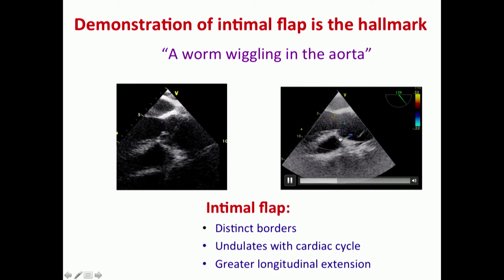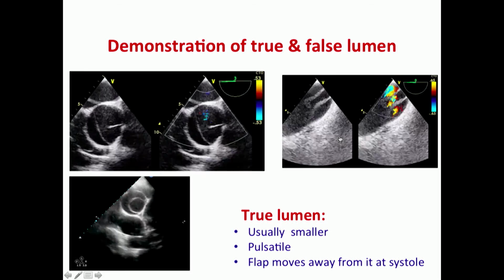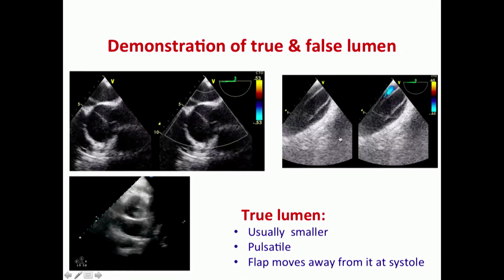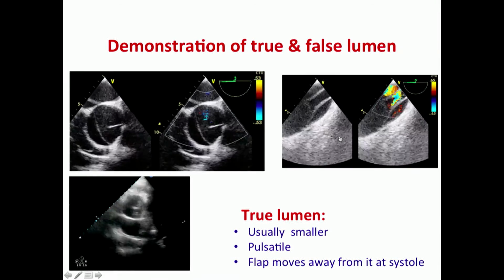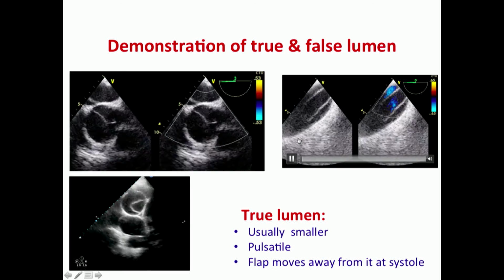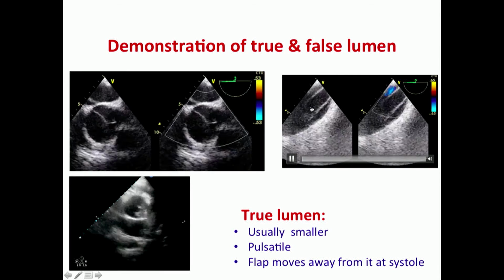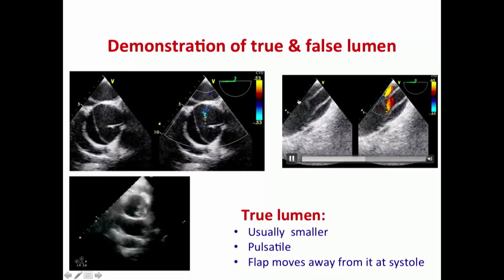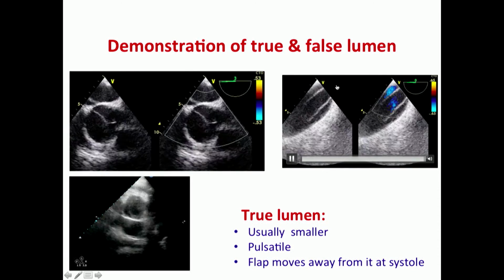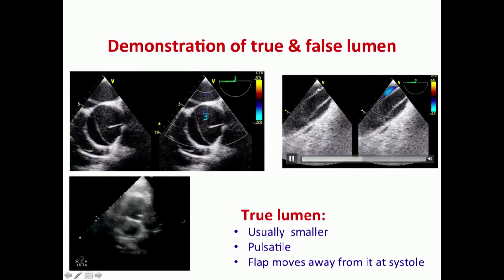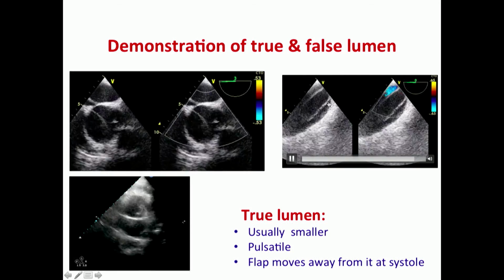Now, as the blood flows through the tear, it forms a false lumen between the intima and the media, forming a true lumen and a false lumen. The true lumen is usually small, as is seen in the center. On either side is the false lumen.